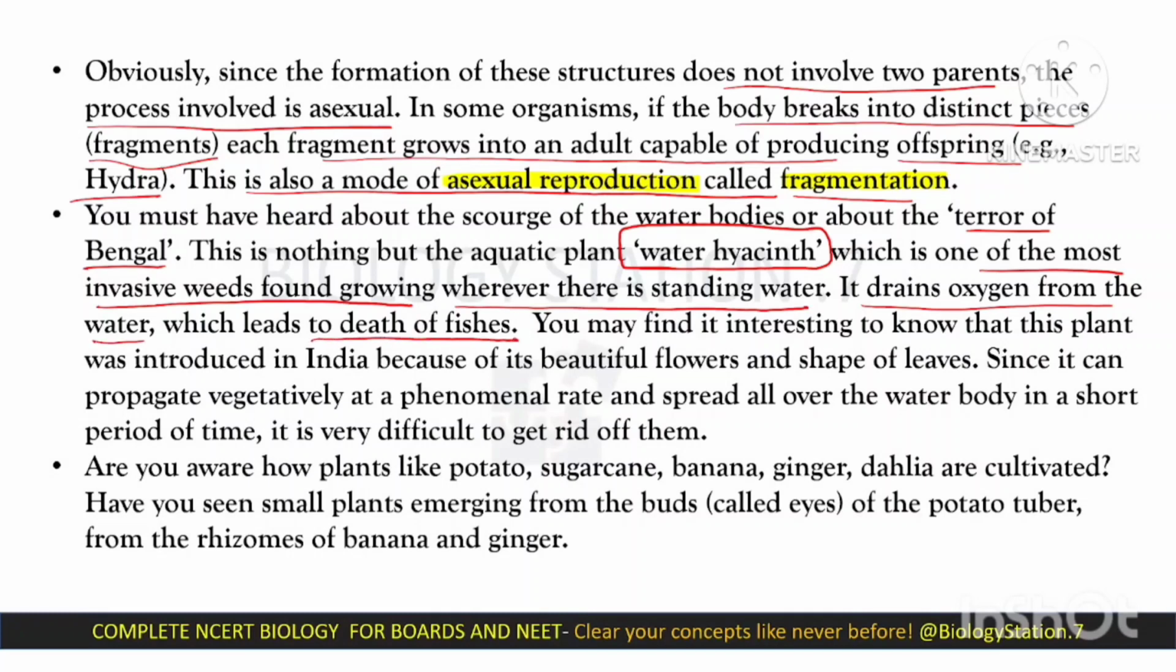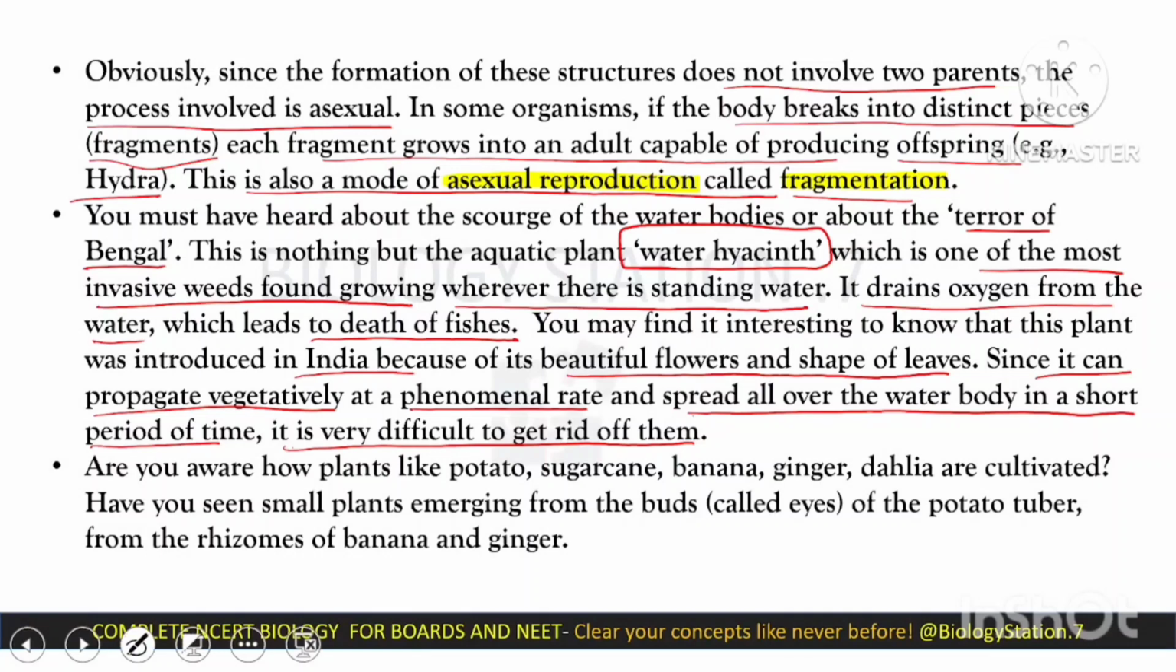You may also find it interesting to know that this plant was introduced in India because of the beautiful flowers and shape of the leaves. Since it can propagate vegetatively at a phenomenal rate and spread all over the water body in a short period of time, it is very difficult to get rid of them. So when it was introduced to India, because it had beautiful flowers, these plants rapidly multiply by asexual reproduction, and they spread very fast. They take all the oxygen from the water, which leads to the death of fishes.